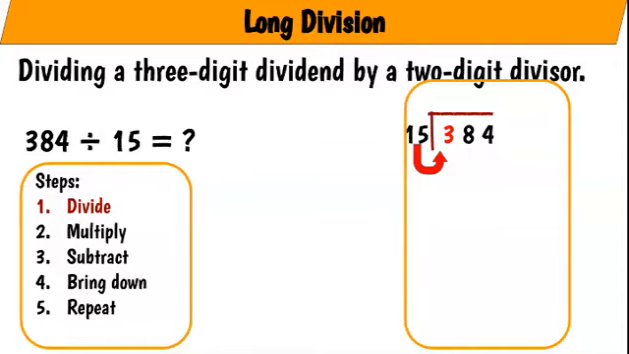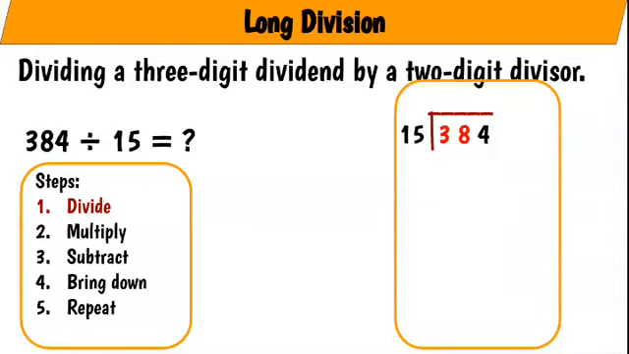Here we are going to divide. Now we're looking at our first digit in our dividend and we're asking ourselves, using our divisor 15, how many times can 15 go into 3? We cannot. So now we have to join that 8 with that 3. So move on to the next digit.